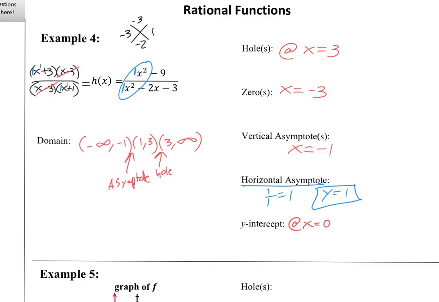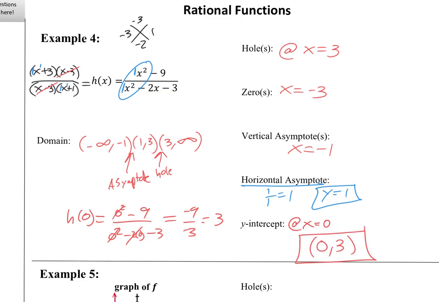Like if I was to come down here and say, okay, h of 0, what is that? Well, it would be 0 squared minus 9 over 0 squared minus 2 times 0 minus 3. Well, that's just a 0, that's a 0, that's a 0. So really just have negative 9 over negative 3, which is positive 3. So our y-intercept is at x equals 0, and it's y equals 3. So we could write it like this. There's our y-intercept. If I would have done the same thing for the factored and canceled version, if I plug a 0 in here, I get 0 plus 3 over 0 plus 1. 3 over 1 is still positive 3. So there we go. No matter what, we get the same y-intercept.